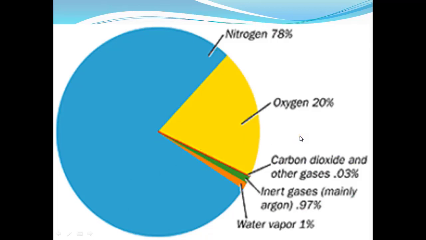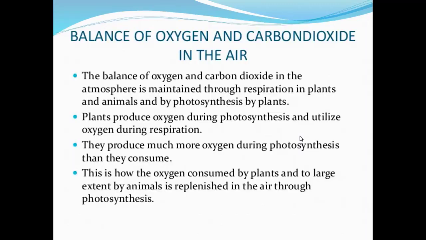Now let's talk about balancing. How does it balance the air? There is oxygen in the air as well as carbon dioxide. The balance of oxygen and carbon dioxide in the atmosphere is maintained through respiration in plants and animals, and by photosynthesis by plants. The plants produce oxygen during photosynthesis and use oxygen during respiration. They produce much more oxygen during photosynthesis than they consume.